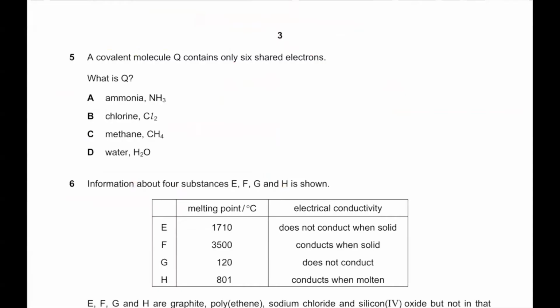Guys, question number 5. A covalent molecule Q contains only 6 shared electrons. What is Q? All right, so 6 shared electrons, guys. Ammonia, nitrogen is bonded with hydrogen. In each one of them, there is a dot and a cross, which is shared between the nitrogen and hydrogen, and we can see that there are 6 shared electrons. So guys, obviously ammonia is the correct answer. 5A is the correct answer, guys.